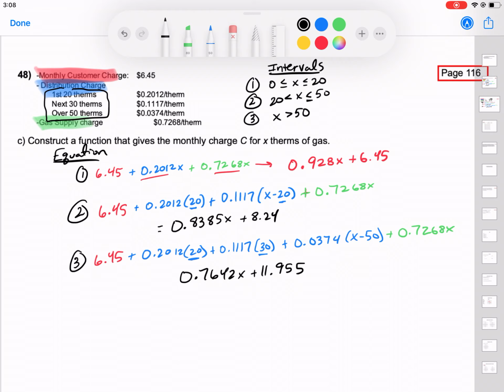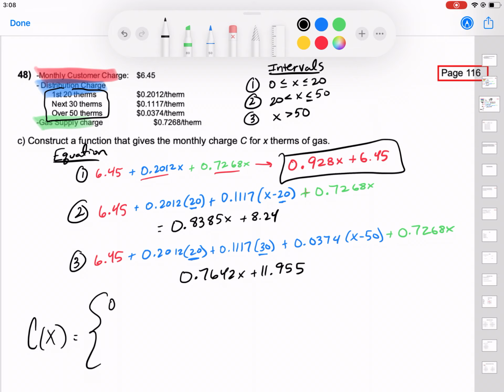So your final answer would look like so. They want C of x. So I'm going to write it as C of x. So C, cost in terms of x therms, will be, I'm going to start with this first one right here, 0.928x plus 6.45. And then that would be from 0 to 20.